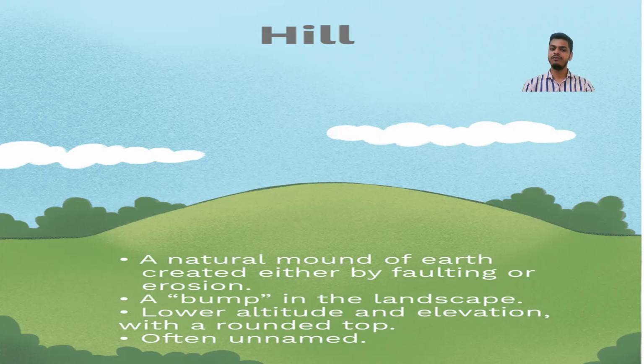Hill is often unnamed. Hill is also a raised piece of land, but it is slightly smaller than the mountains. It is not raised as high as the mountains. Its height is lesser than the mountains.